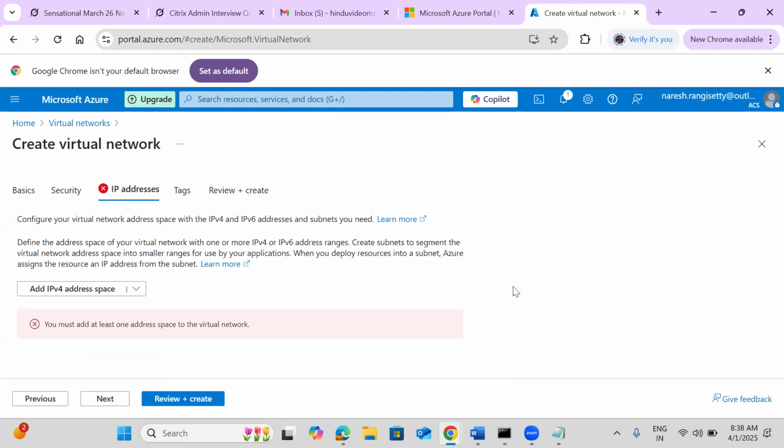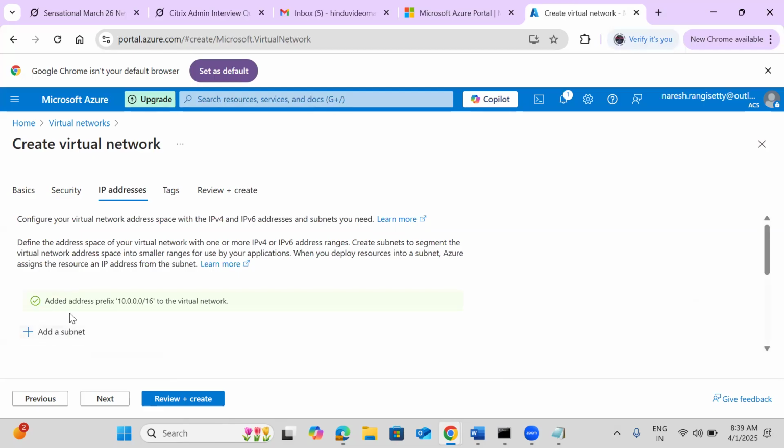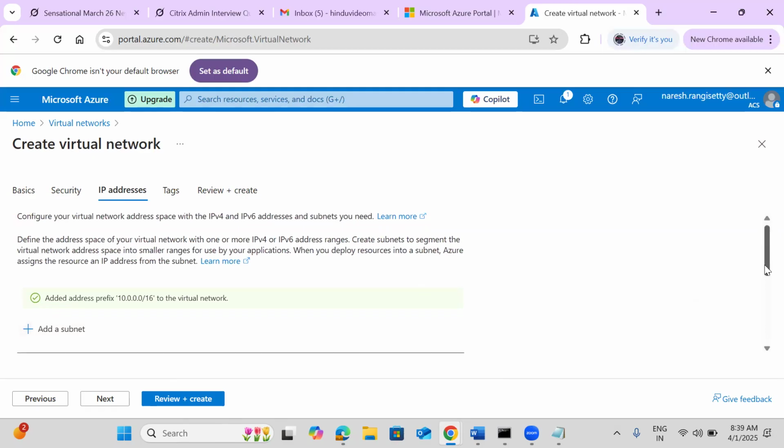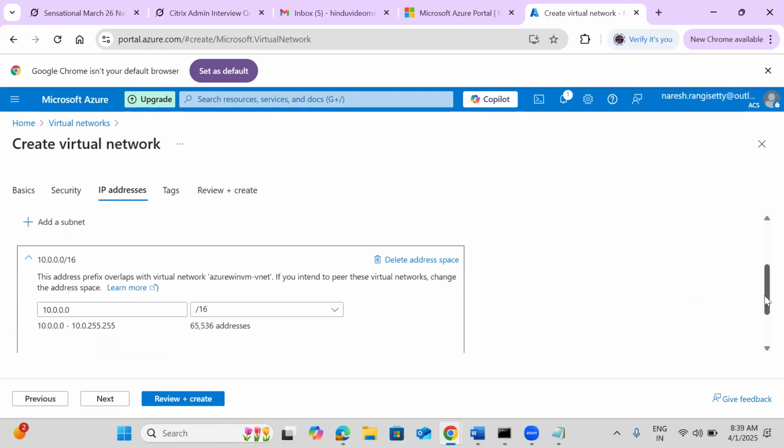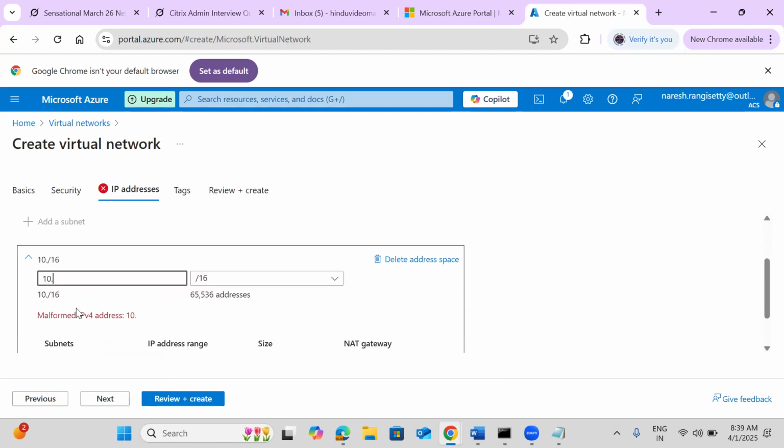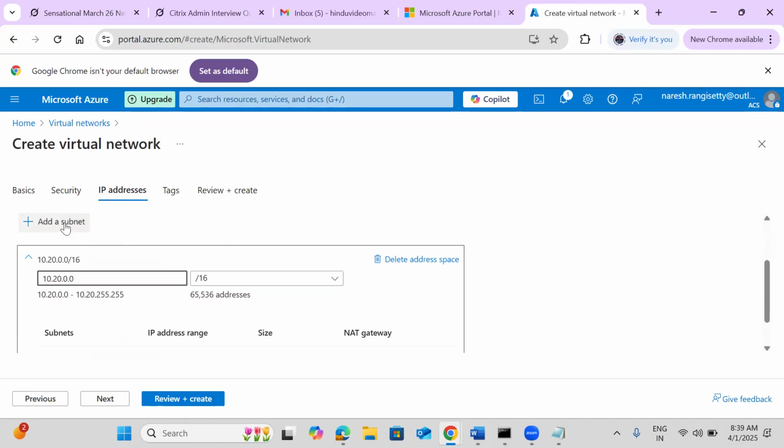Okay, so now here we didn't add anything, I've deleted. Then, instead of 10.10.0.0, I have decided to use 10.20. Okay, then I'm adding a subnet also.